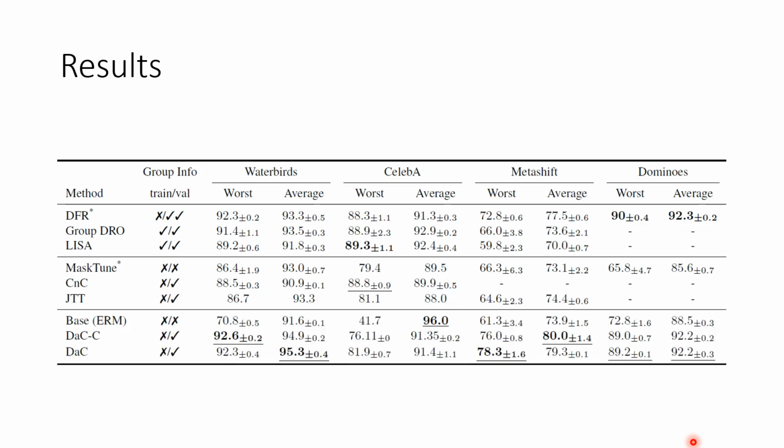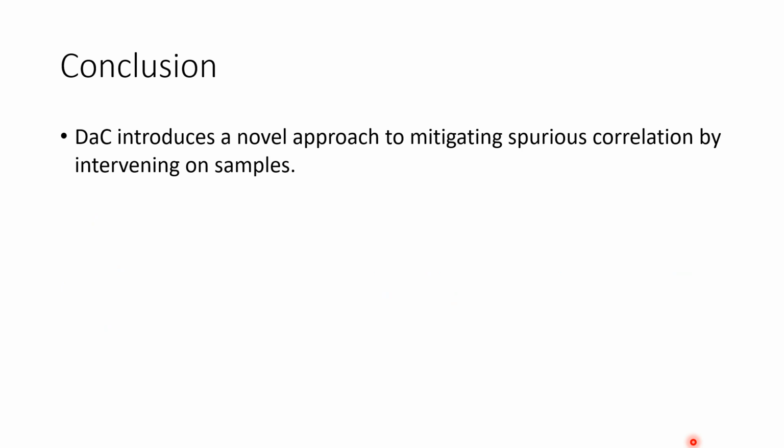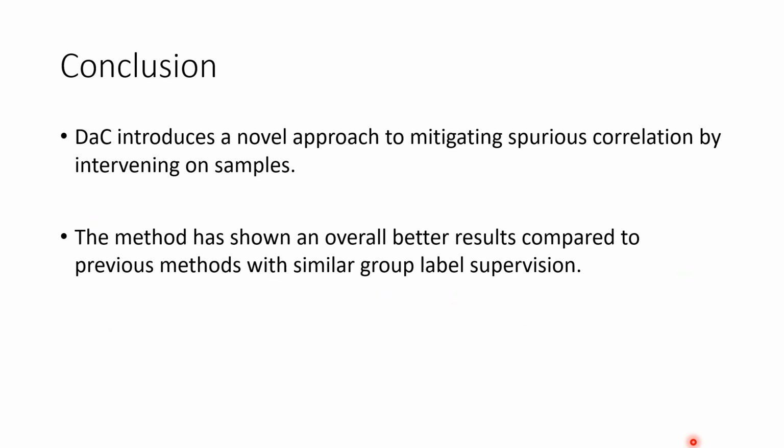Given the results, we can see that our method outperforms previous methods which do not require group annotation, and also it is on par with previous methods that require group annotation during the training phase. In conclusion, our method introduces a novel approach to mitigating spurious correlation by intervening on samples and has shown overall better results compared to previous methods with similar group label supervision.